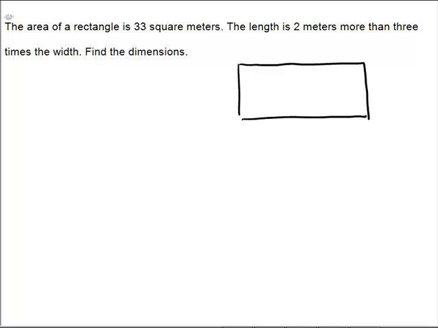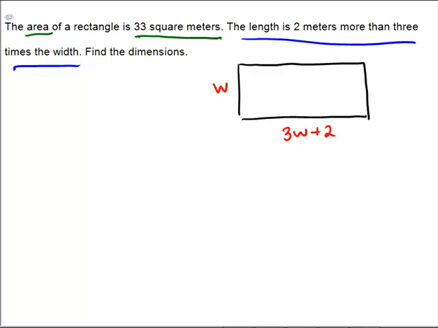Again, we have a rectangle, and this time we have that the area is 33 square meters, and that the length is 2 meters more than 3 times the width. So again, we don't know the width. Let's label the width. We also don't know the length in terms of numerical values, but we do know that the length is 2 more than 3 times the width.